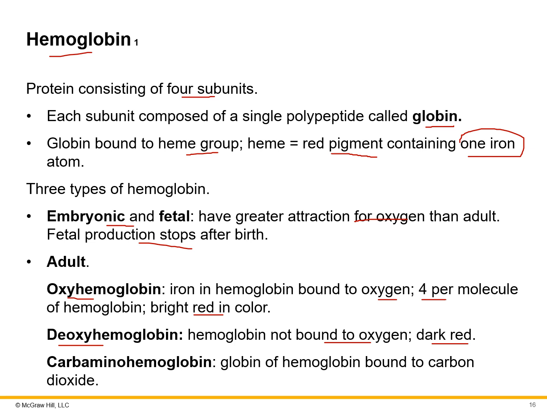Then we also have carbaminohemoglobin. So this is the globin of hemoglobin bound to carbon dioxide. So remember, it can carry mainly oxygen, but also some carbon dioxide. So when it's carrying that, it's called carbaminohemoglobin.